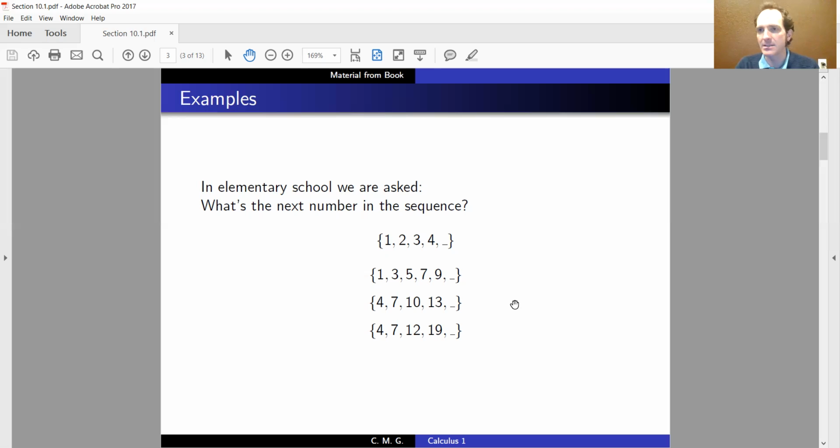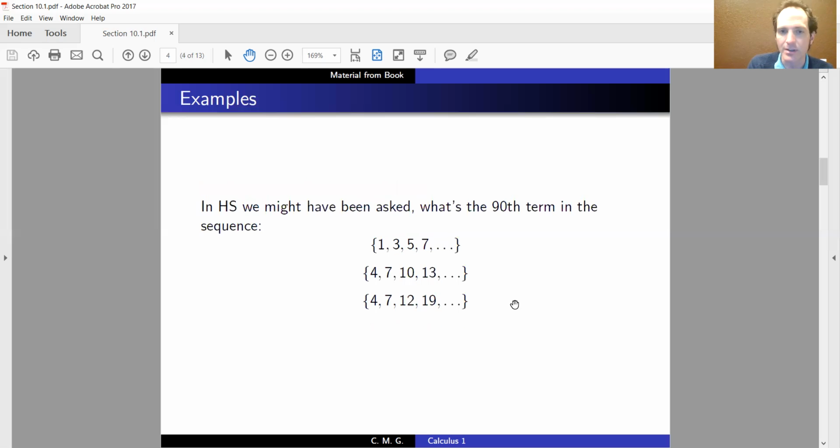What are we going to ask you next? So next you move on and go into middle school and then high school. Probably nobody remembers middle school. I don't remember middle school. It was one of those traumatic times, right? But we do learn the next question. The next question might be, what is the 90th term in this sequence? That's a harder question, right?